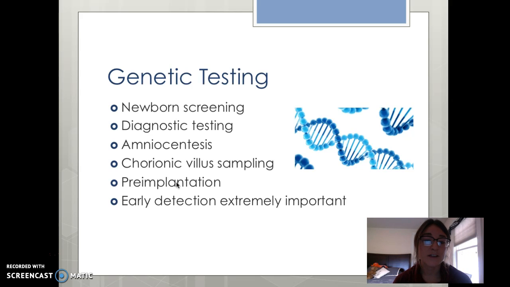Another option is pre-implantation testing, which tests embryos for the defective gene prior to implantation. Parents can then determine whether or not they want to keep the embryo. In any of these, early detection is extremely important due to the many complications that can be caused by sickle cell disease. If early detection is found, they can start diagnosis and treatments right away, avoiding those complications later on in life.